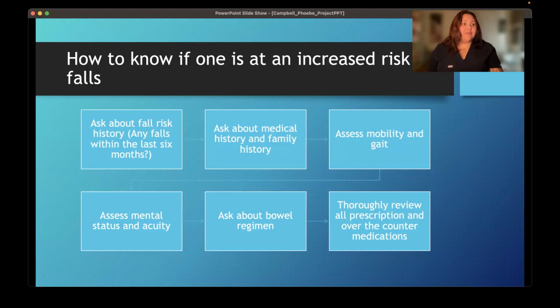Now we are going to ask, have they fallen within the last 6 months to a year? This answer will determine a lot because if it is yes, that already puts them at a higher risk for falling. Ask about past medical history. Do they get dizzy when they stand? Does anyone in their family have a history of falling?